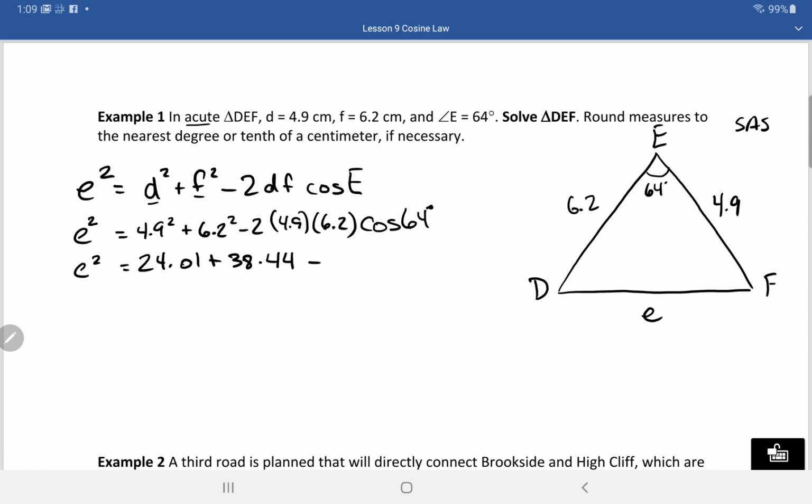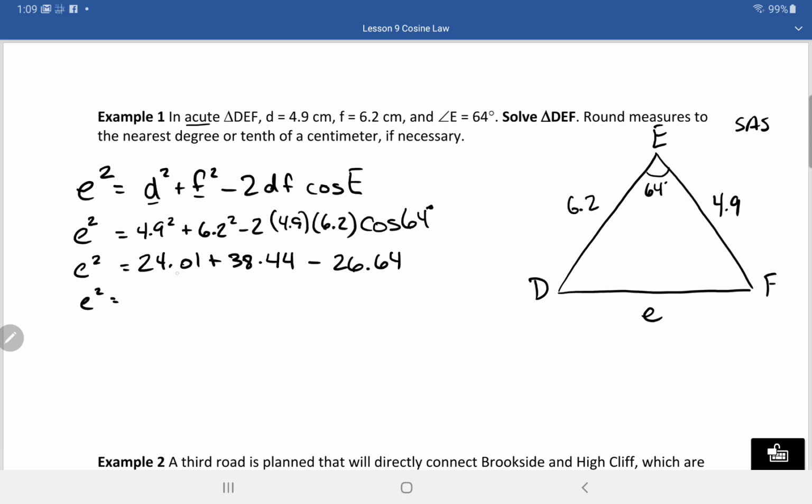So I typed in 4.9 squared, I typed in 6.2 squared. This last part, 2 times 4.9 times 6.2 times cos 64, those are all being multiplied together. There's no signs. So this I definitely want you to type in one step. So just, we're going to do minus, and then we're just going to get that answer. So 2 times 4.9 times 6.2 times the cos of 64. That ends up being 26.64. Just going to round it.